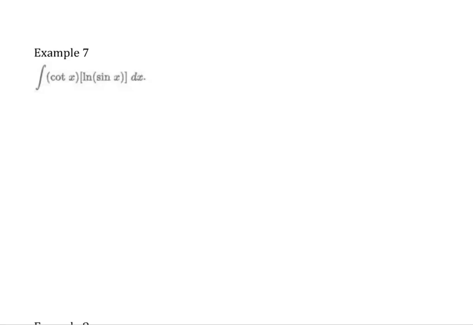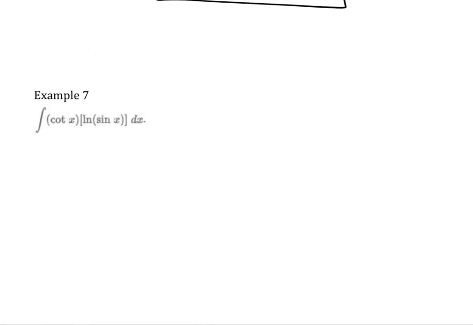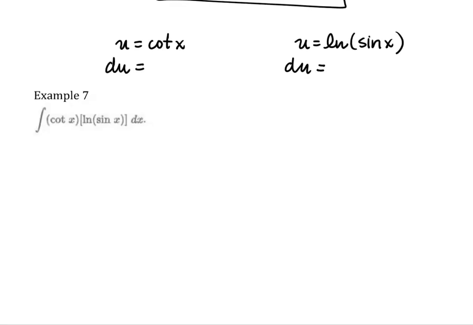Example 7 starts off and it's not exactly clear what we should be choosing as u. There's two choices for u. Either we can choose u to be cotangent x, or we could choose u to be natural log of sine x. For both of those choices, the only way we're going to know which one is a good choice for u is to see which one gives us a du that we can work with in our integral. The derivative of cotangent is negative cosecant squared, and that's not very helpful because there is no negative cosecant squared showing up in our integral.